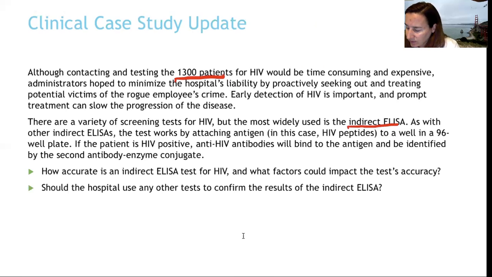Okay, it's just explaining to you what the process is with the indirect ELISA, that we are looking for anti-HIV antibodies. If they're HIV positive, they will have anti-HIV antibodies that will bind to that antigen in the indirect ELISA that we just talked about.